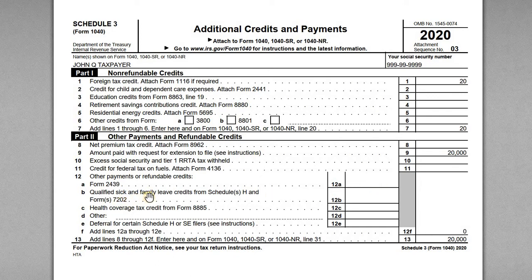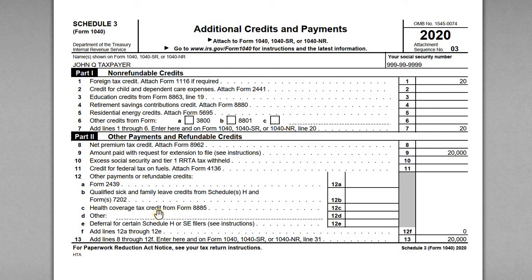Qualified sick and family leave credits, so Schedule H for household employees and Form 7202. There are tax credits if you're self-employed or if you have a worker, and the individual or yourself had to take sick and family leave. This came up very often during COVID. People weren't able to work, and if that's the case, you were eligible for a tax credit to, again, help alleviate your overall tax burden for the year and put a little extra money in your pocket.